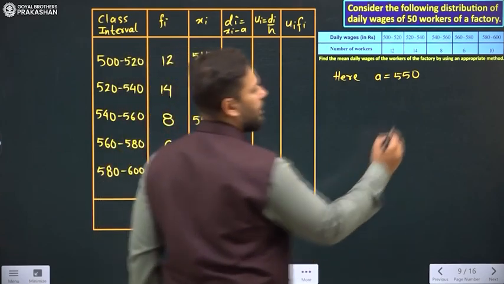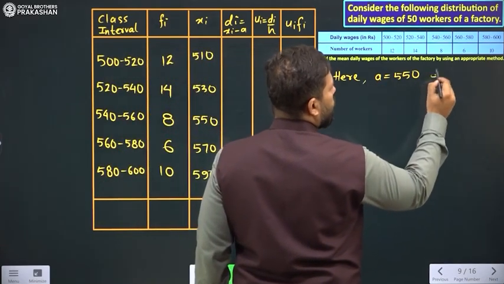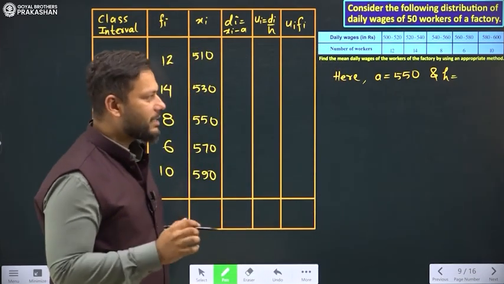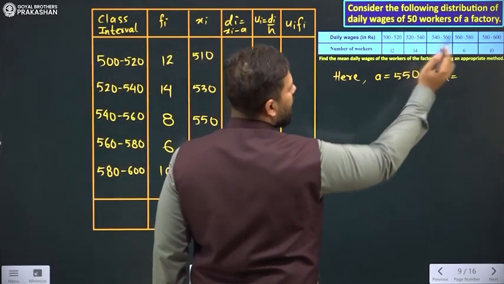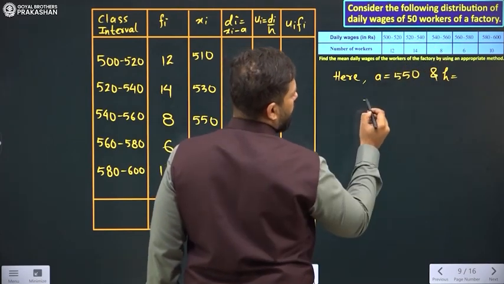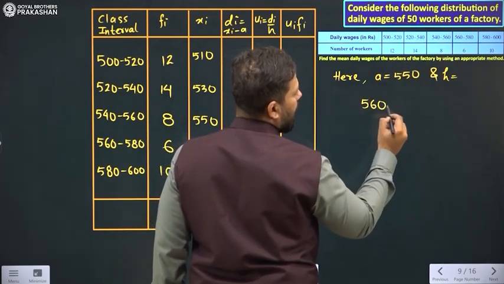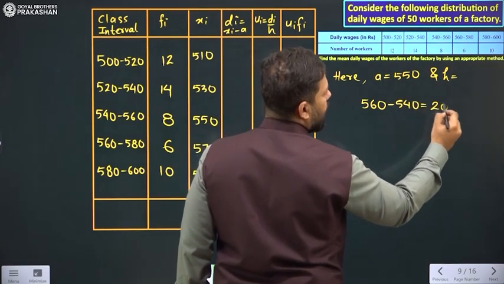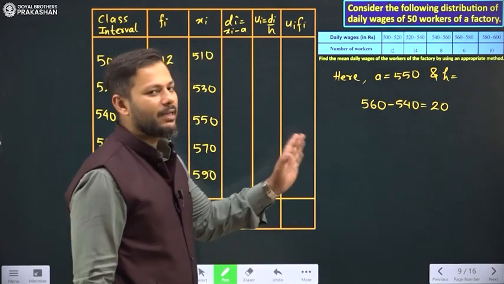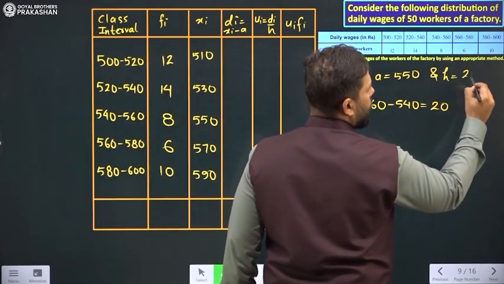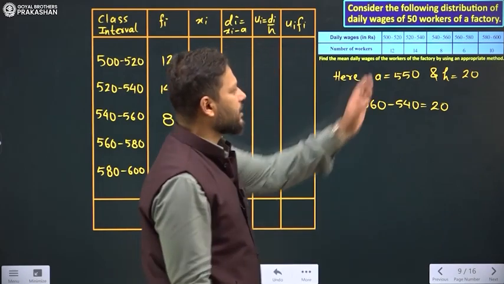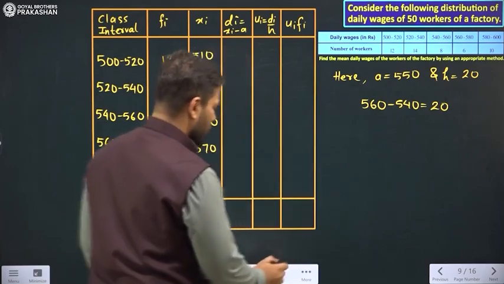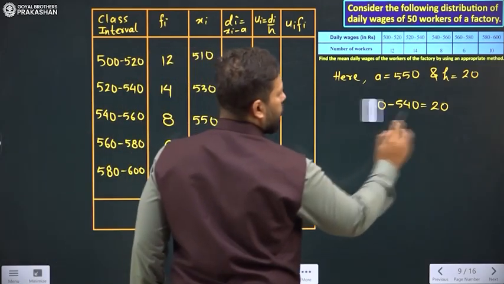Also, one important thing is h. What is going to be h? We know it is the class height. So class height is nothing but, you can take any of the class intervals. Let us take 540 to 560. You simply subtract the lower limit from the upper limit, and when you do so, you get 20. So what is the class height in this case? It is 20. Every class interval has class height 20. You can see they all are equally spaced. So we just got A and we just got h.